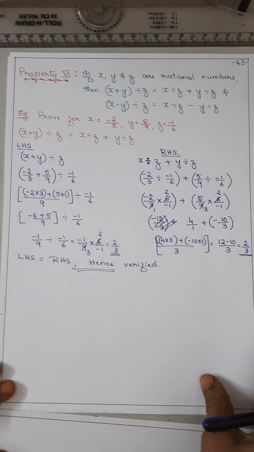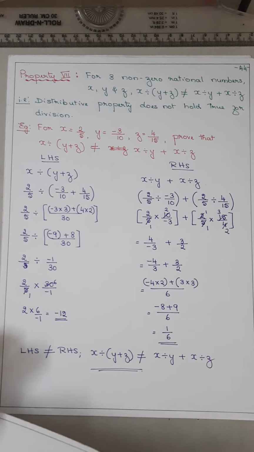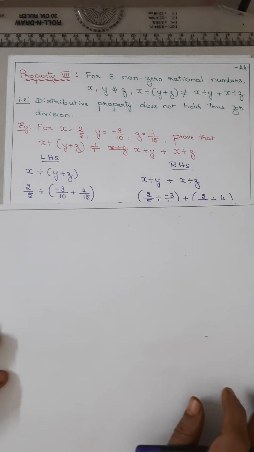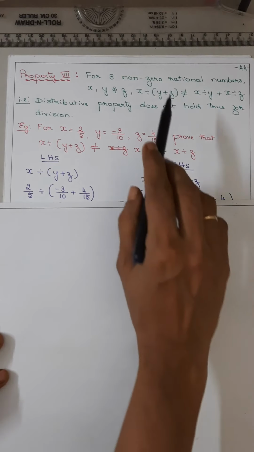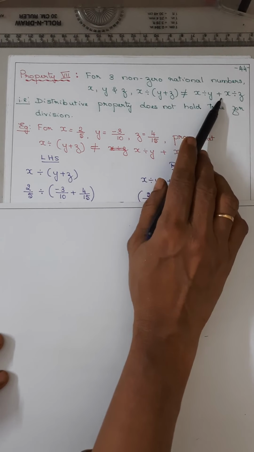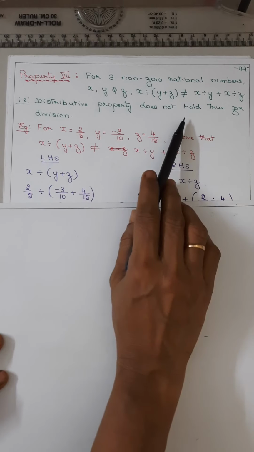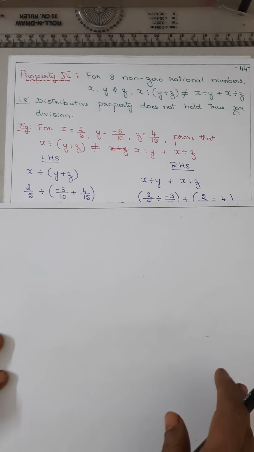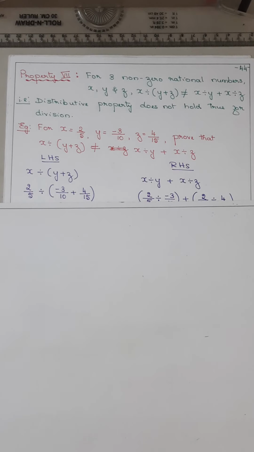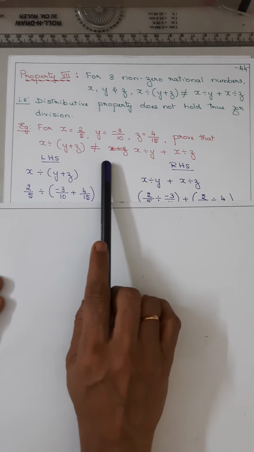Is it clear? Now coming to the property 7. For three rational numbers x, y, z, x divided by y plus z is not equal to x divided by y plus x divided by z. What is this property? Distributive property. Remember? So distributive property does not hold for division. So you show, prove it.